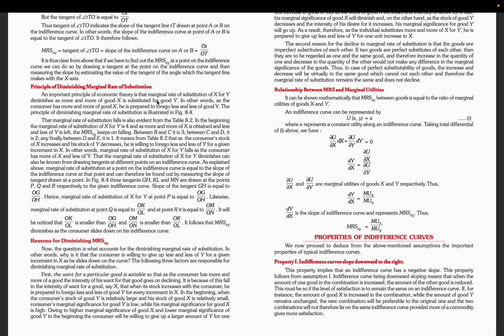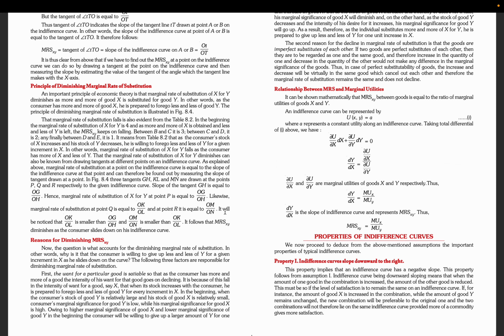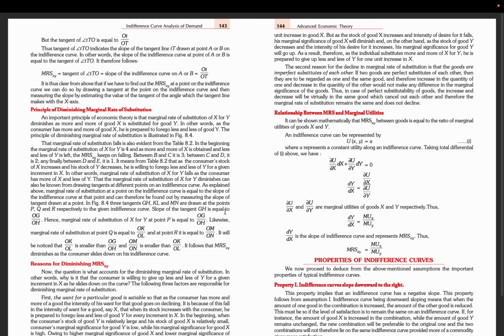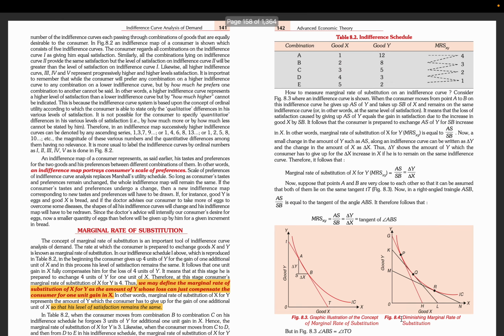Principle of diminishing MRS. An important principle of economic theory is that the marginal rate of substitution of x for y diminishes as more and more of good x is substituted for more and more of good y. In other words, as the consumer has more of good x, he is prepared to forego less and less of good y. The principle of diminishing MRS is illustrated in figure 8.4.